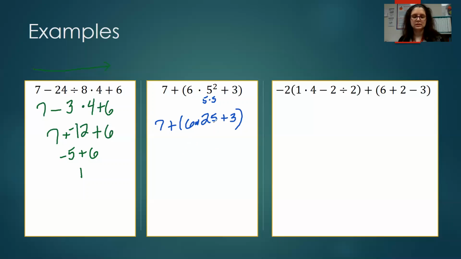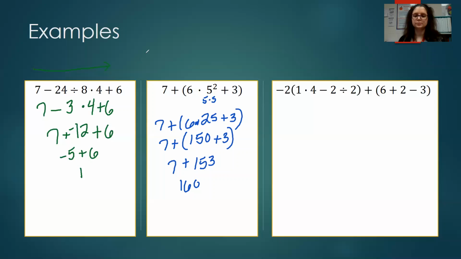So 6 times 25 is 150. 150 plus 3 is 153. Now that I've solved everything inside of the parentheses, I'm going to drop them. 7 plus 153 is 160.